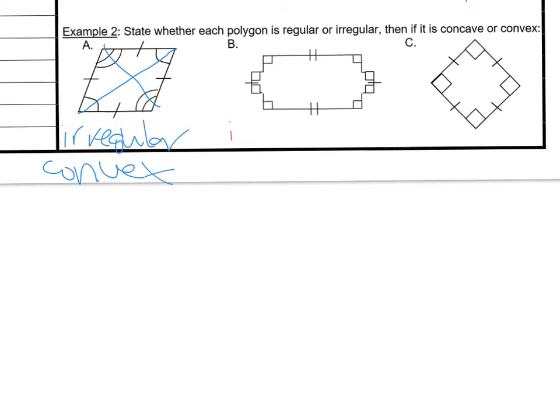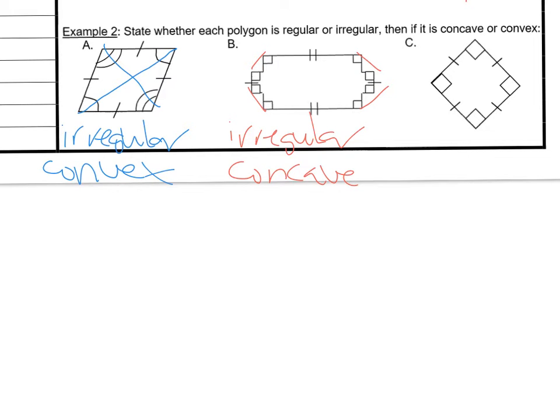B is also an irregular polygon because notice the tick marks. Some sides have 1 tick mark and some sides have 2 tick marks. So that means not all the sides are congruent. And it's concave because part of the polygon is caving in, meaning we can draw at least one diagonal outside the polygon.